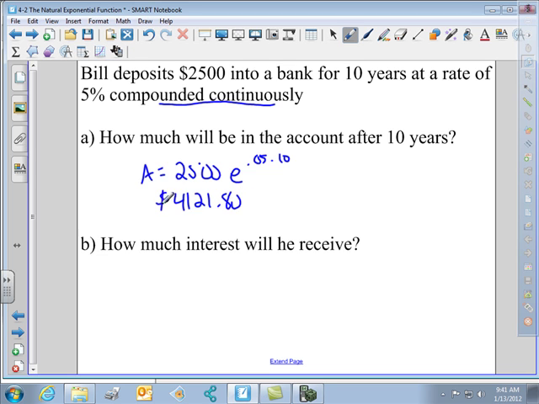And notice how the more we compound something, the more money we're making. So if you have a choice in the matter, you always want to compound as often as possible. So this has an interest of $1,621.80.